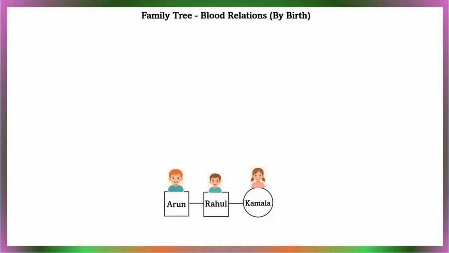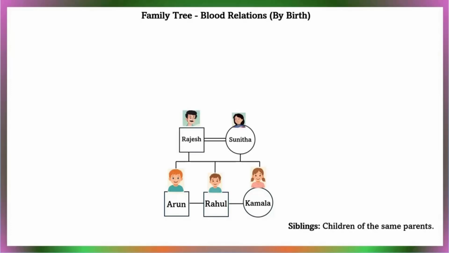Arun, Rahul and Kamala are brothers and sisters. So, they are connected by a single horizontal line. Since they are siblings, they must have the same parents. Let's say Rajesh and Sunita, who are husband and wife. Arun and Rahul are their sons, and Kamala is their daughter. Children born to the same parents are called siblings.